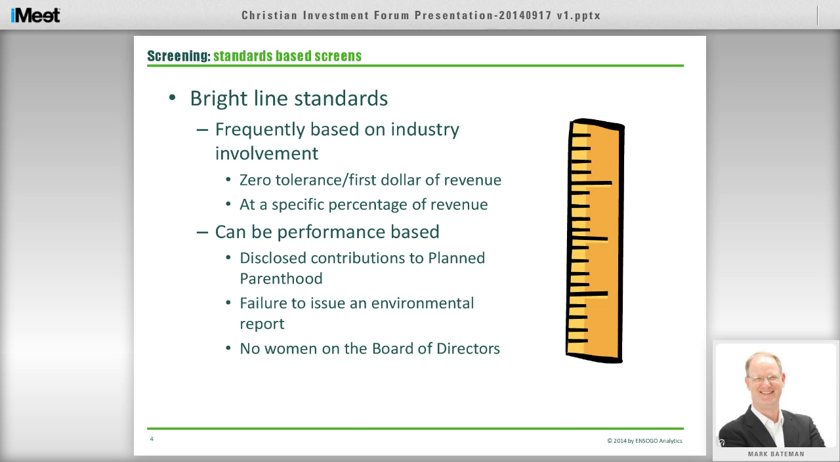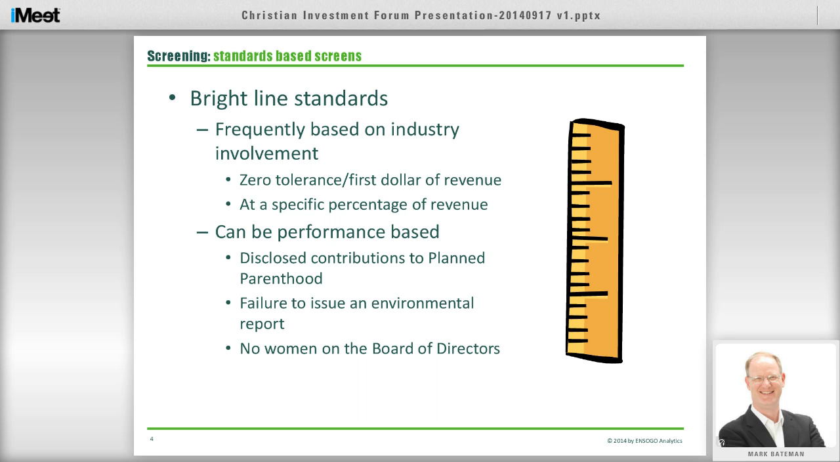It can also be important to talk about, well, how much of the business is it? Is it the first dollar of revenue associated with that line of business, or is it that you're looking for significant involvement? So if a company has more than 10% of its revenue from involvement in manufacturing alcohol, then you would seek to exclude those companies.